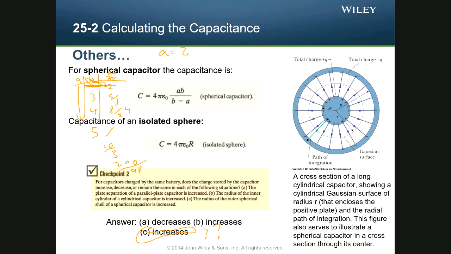The radius of the outer spherical shell of the spherical capacitor is increased. Yeah, definitely a gold star.